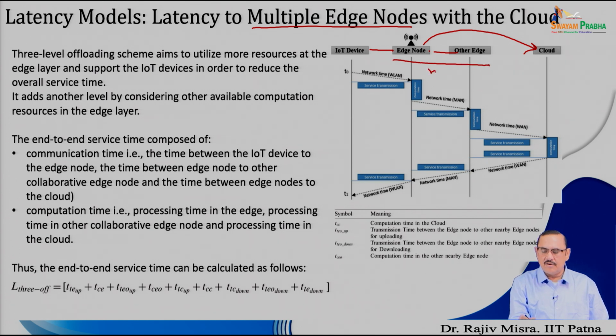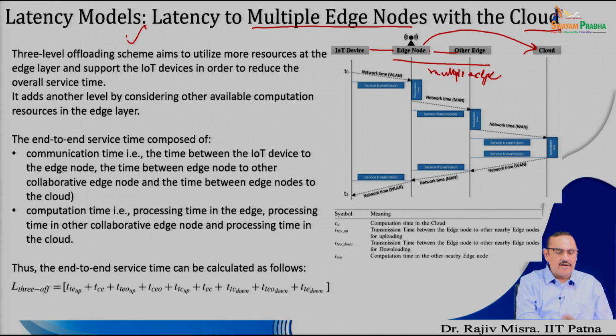So, this will become the multiple edge nodes with the cloud. In the earlier slide we showed only one edge node with the cloud. Now, we generalize it to multiple edge nodes with the cloud, and in this model let us understand the latency and see that this is a very generic model, and how the latency sensitive applications are going to be useful using this scheduling or offloading scheme.